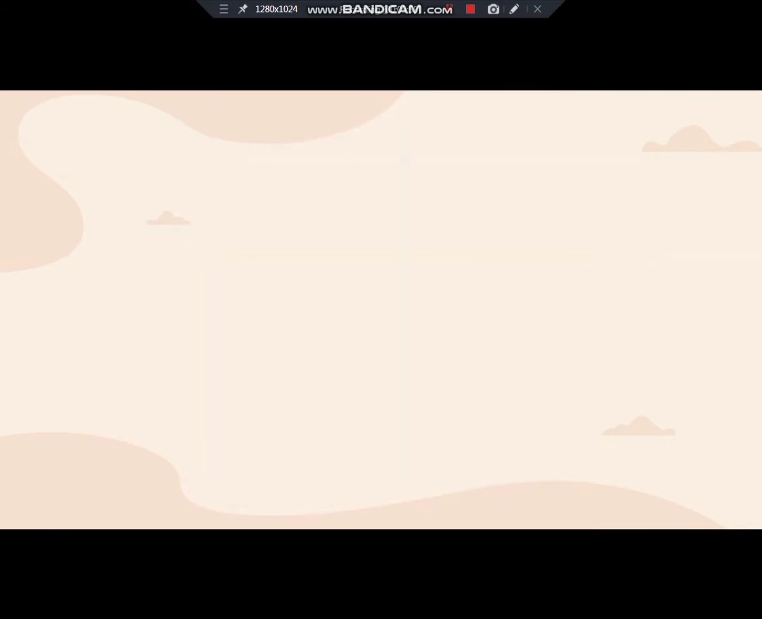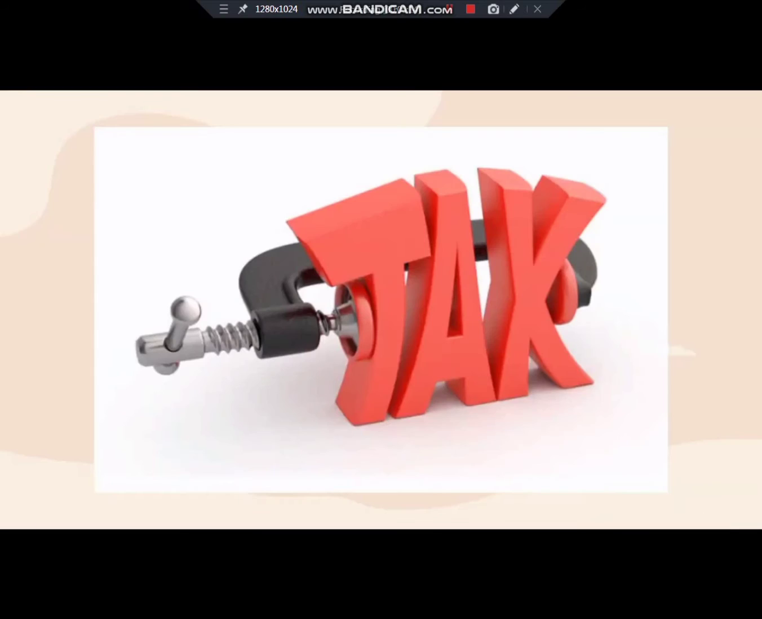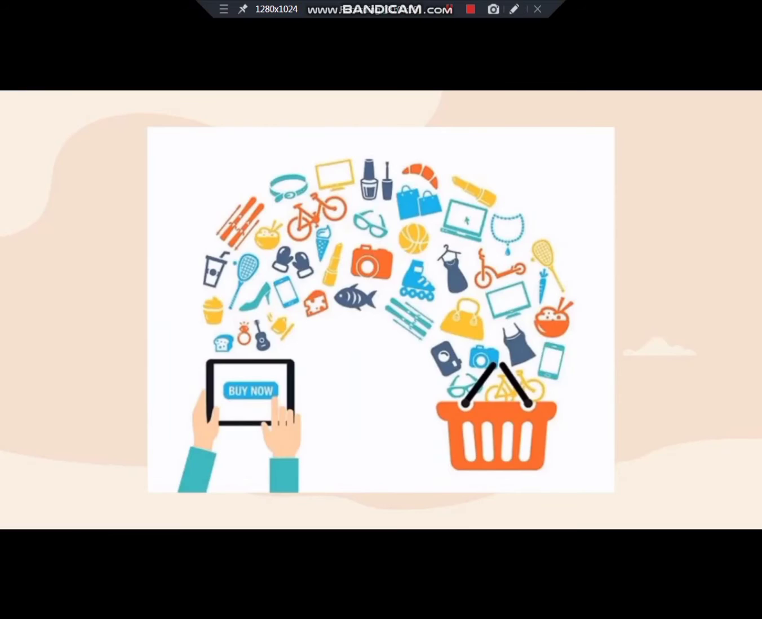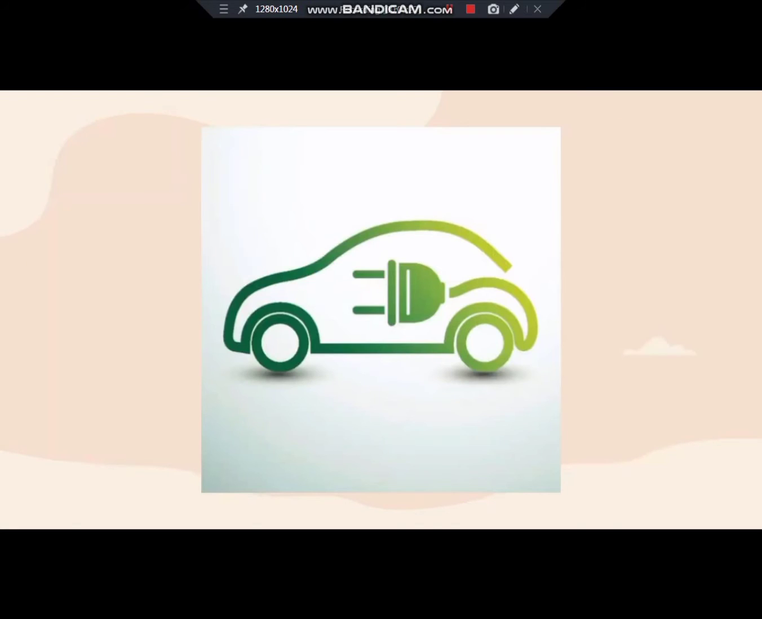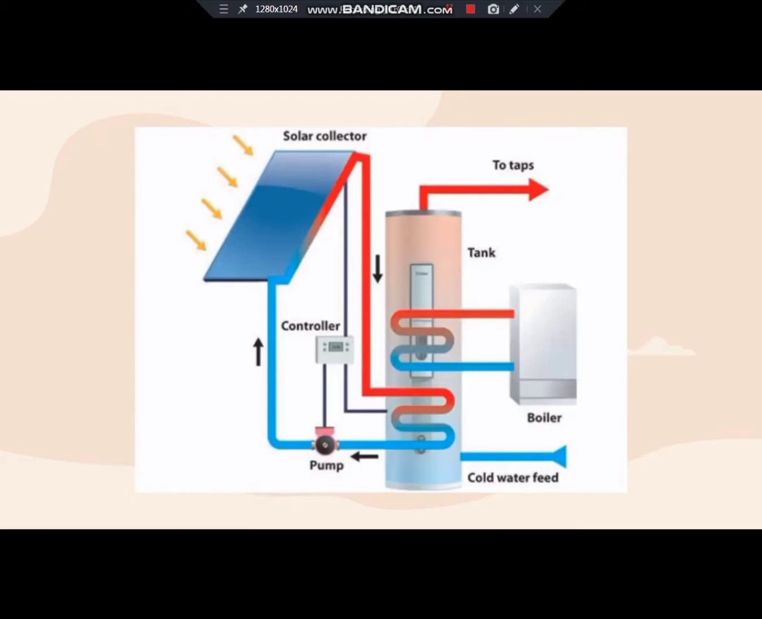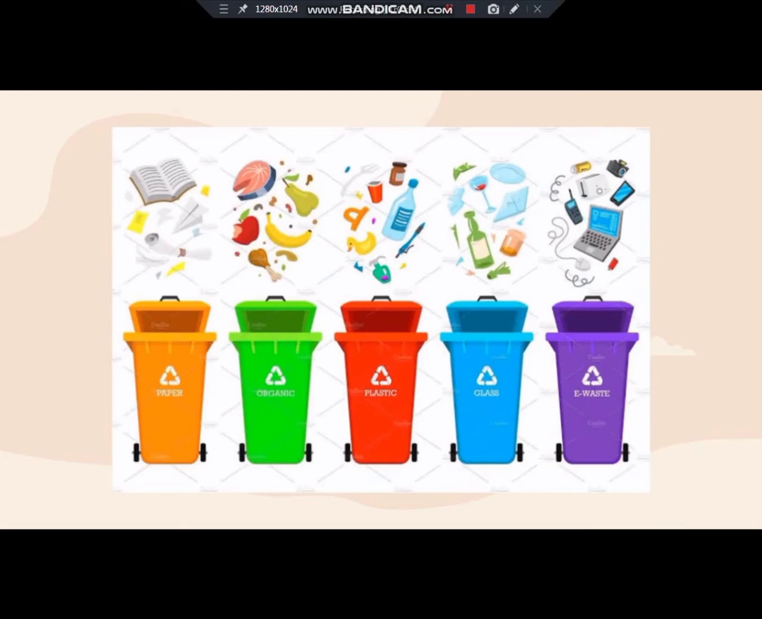Governments are also using taxes and charges. Very often, taxes and charges are not set at a level high enough to change consumer decision behavior. Instead, subsidies and incentives have been used to encourage the purchase and use of more energy-efficient vehicles, solar panels, solar thermal water heaters, and recycling of waste.